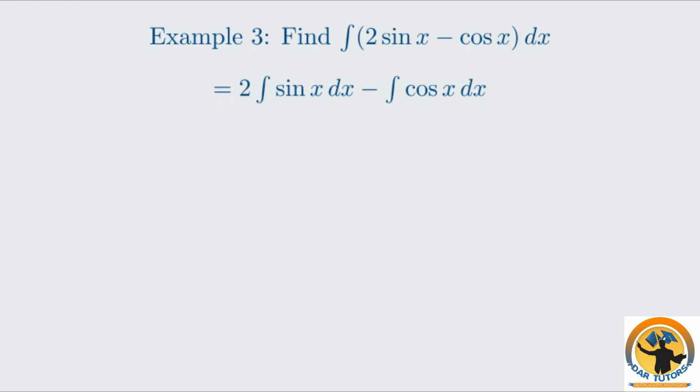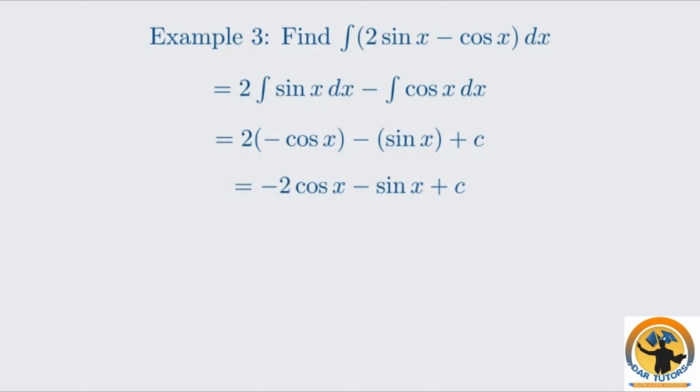Now we apply our new trigonometric integral rules. The integral of sine x is negative cosine x. The integral of cosine x is sine x. So we have 2 times negative cosine x minus sine x plus c. Simplifying, our final answer is negative 2 cosine x minus sine x plus c.